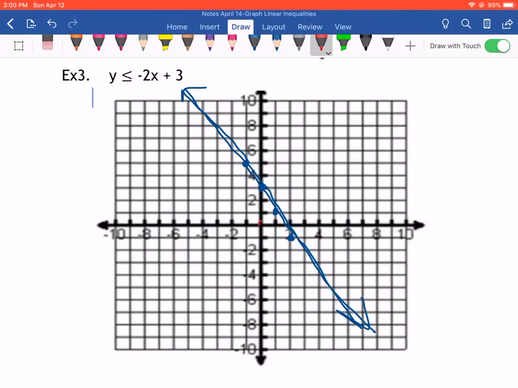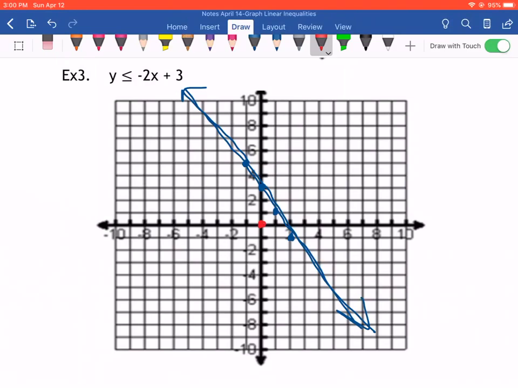So I want to test a point that is not contained on my line. My default is typically the point 0, 0, unless the line actually goes through the origin. If the line goes through the origin, then I want to use a point that is not contained on the line. Because 0, 0 is not on the line here, it's a good point to test.